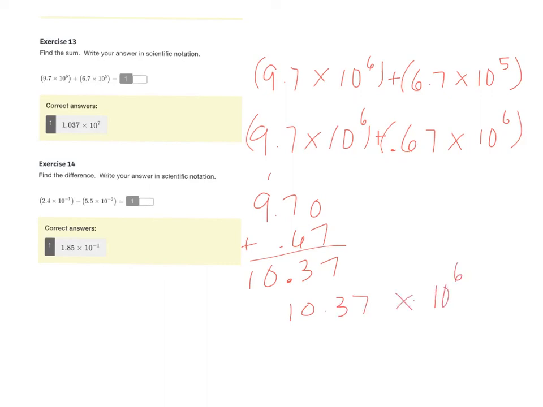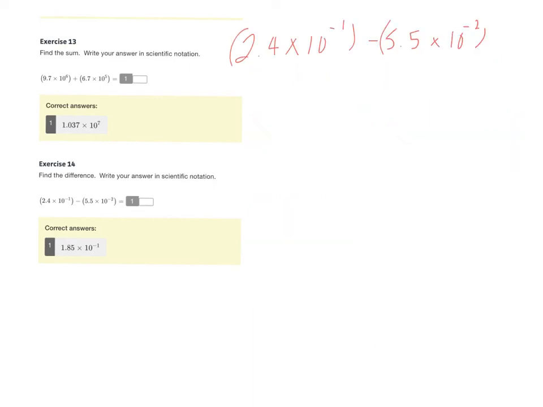Now, is this in scientific notation? No, it's not between 1 and 10, but we can make it between 1 and 10. I'm going to make this one smaller, and that means that one has to get 1 larger. 1.037 times 10 to the 7th. All right, let's take a look at the last problem on your homework, number 14.